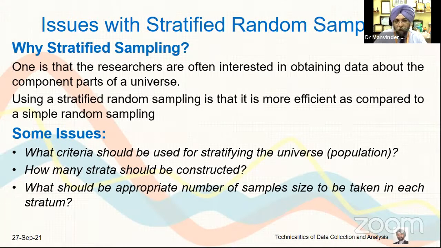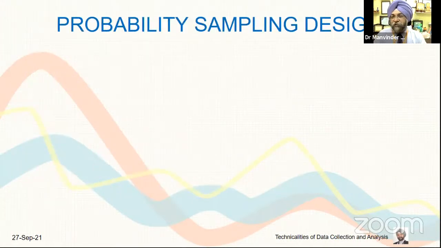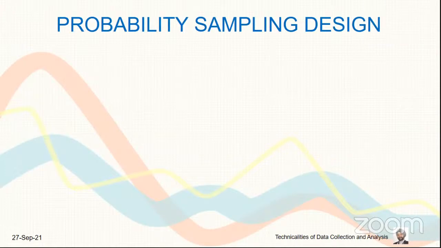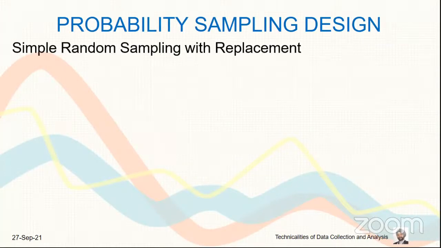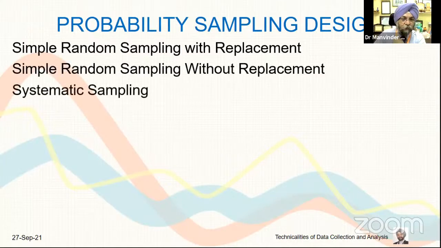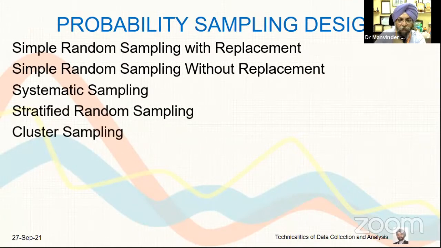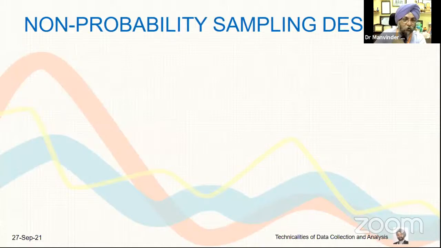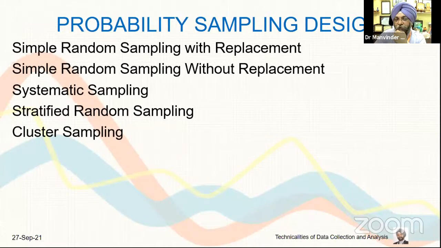Fine. So let us go with this probability sampling. We have already gone through simple random sampling, systematic, and also stratified. One more thing is there, which is called cluster sampling. That is also a part of your probability sampling.